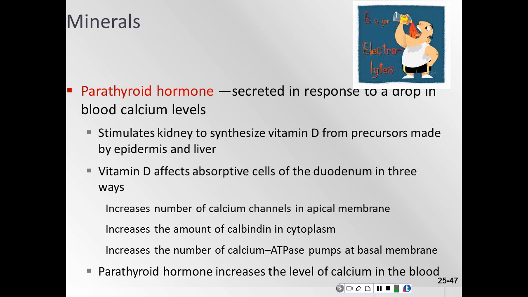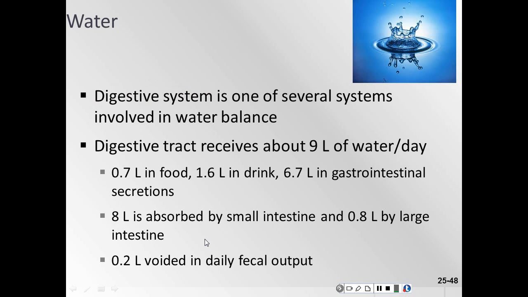Now, the vitamin D has no effect on the paracellular diffusion of calcium in the duodenum and the ileum, where most of the calcium is absorbed. So all this is happening in the duodenum. Now, the digestive system is one of the systems involved in water balance. The digestive tract receives about 9 liters of water per day from all sources. Now, about 8 liters of this is absorbed by the small intestines and 0.8 liters by the large intestines, leaving 0.2 liters voided in the daily defecation output.